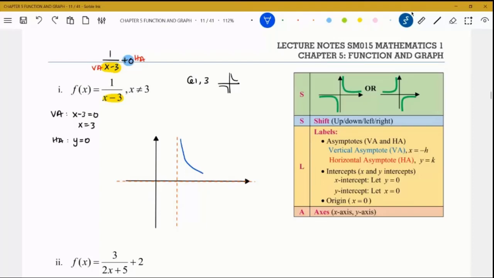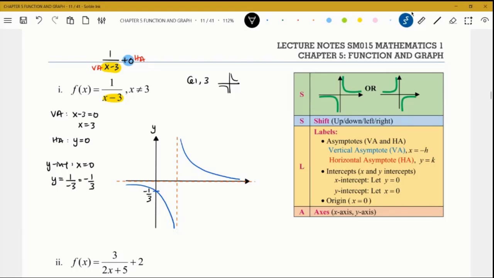Okay. So we have this kind of shape, but then we can see we have the y-intercept here. It means you need to find the y-intercept, which is when x equals 0. So substitute here. We have 1 over negative 3, which is negative 1 over 3. So here will be negative 1 over 3.